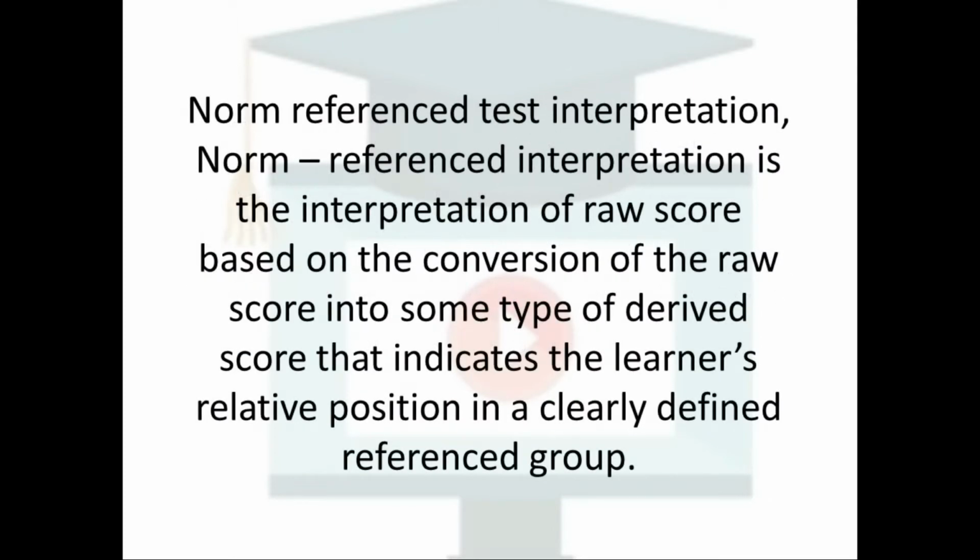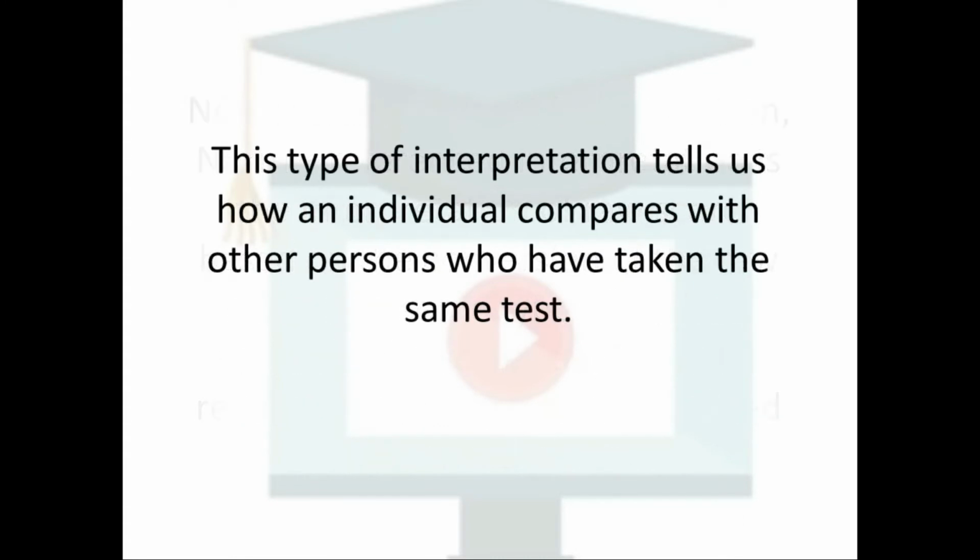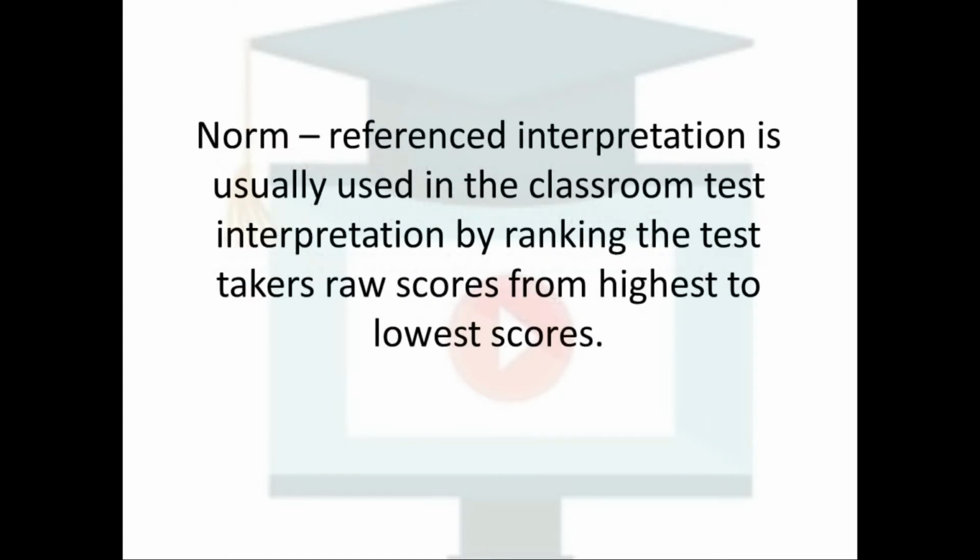Norm-referenced test interpretation. Norm-referenced interpretation is the interpretation of raw score based on the conversion of the raw score into some type of derived score that indicates the learner's relative position in a clearly defined referenced group. This type of interpretation tells us how an individual compares with other persons who have taken the same test.